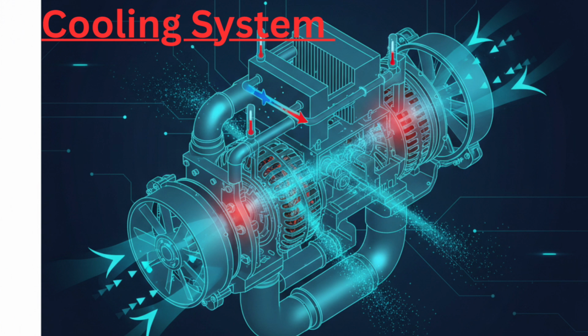The airflow path is carefully designed to pass over stator windings, rotor surfaces, and bearings before leaving the enclosure. Temperature sensors such as RTDs and thermistors are embedded inside windings and bearing housings to provide alarms and trips through the power management system if overheating occurs.